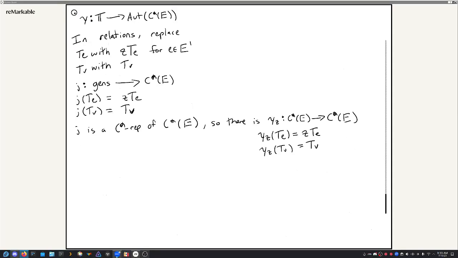And gamma of Z is actually an automorphism. You can see that because gamma of Z composed with gamma sub W is gamma of ZW. So gamma Z composed with gamma Z bar is the identity. And then this gamma of Z, that's the automorphism you get for this action of the unit circle. So this is called the gauge action.